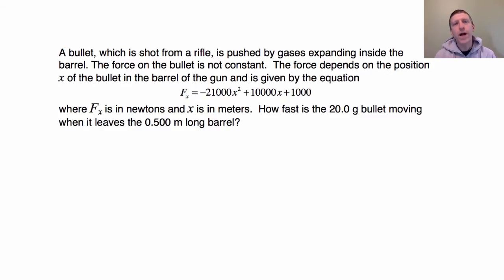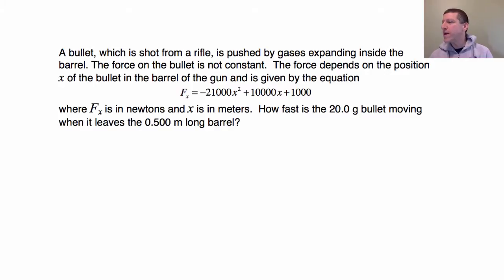Here's the problem we're going to work on. A bullet which is shot from a rifle is pushed by gases expanding inside the barrel. The force on the bullet is not constant. The force depends on the position x of the bullet in the barrel of the gun and is given by the equation f of x equals negative 21,000x squared plus 10,000x plus 1,000, where f of x is in newtons and x is in meters. The question is, how fast is the 20-gram bullet moving when it leaves the 0.5 meter long barrel?